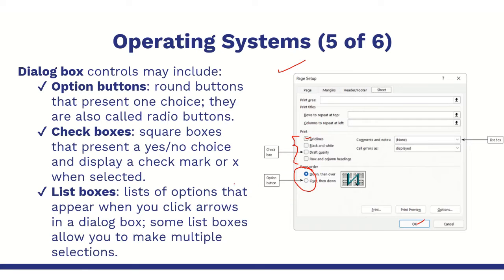List boxes list a set of options that appear when you click arrows in a dialog box. Some list boxes allow you to make multiple selections. You can have multi-select rows as well.